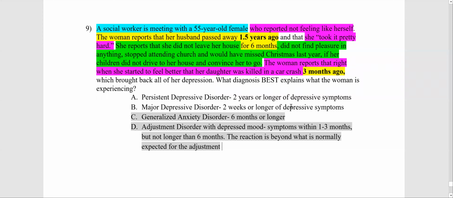And persistent, again, is going to be 2 years or longer with not longer than 3 months of absence of symptoms. And since it's only been going on for a year and a half, we're going to rule out persistent depressive disorder and go with major depressive disorder because it's 2 weeks or longer, and she has not had longer than 2 years of time with the depressive symptoms. So that's how we look at that question in particular.